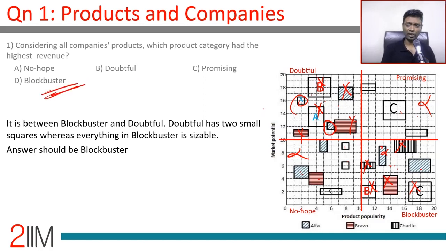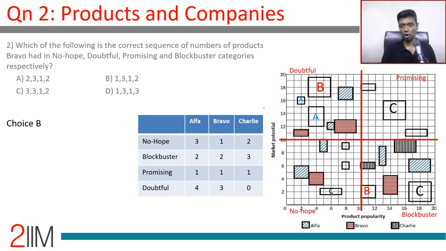It does help to find the number of squares and add that up and find the actual value, but you can merely compare and simplify this. That's probably going to be that little bit quicker. And you might find the numbers, or you can skip the numbers part. Which of the following is a correct sequence of number of products that Bravo had in No Hope, Doubtful, Promising, and Blockbuster? Bravo, No Hope, 1, Doubtful, 3, Promising, 1, Blockbuster, 2: 1, 3, 1, 2, choice B. After I've solved the entire grid, you're just looking at the grid and marking down this answer.